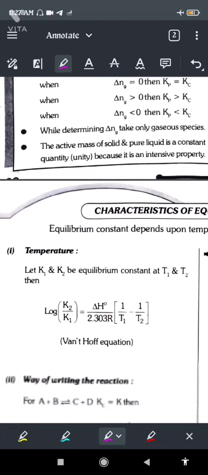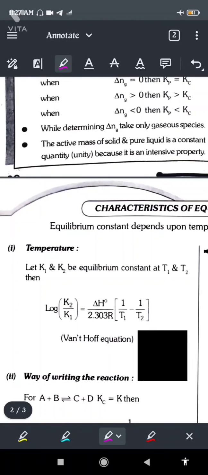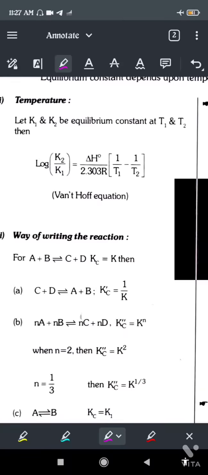Then next, if the rate constant at temperature T1 is K1, and the rate constant at temperature T2 is K2, then the relation between them is log of K2 by K1 equals del H by 2.303 R into 1 by T1 minus 1 by T2. Del H is the change in enthalpy of the reaction.